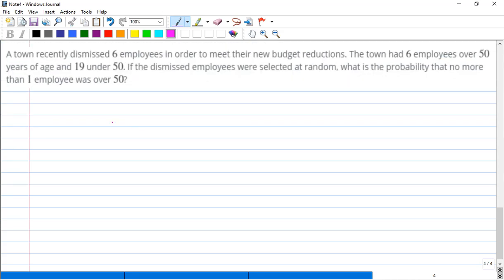All right, a town recently dismissed 6 employees in order to meet their new budget reductions. The town had 6 employees over 50 years of age and 19 under 50. If the dismissed employees were selected at random, what is the probability that no more than 1 employee was over 50?